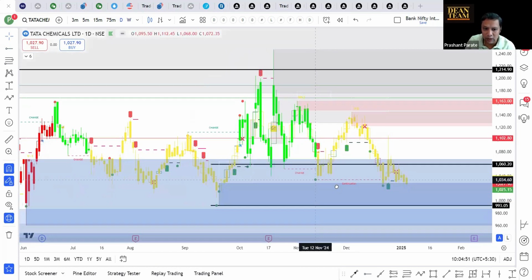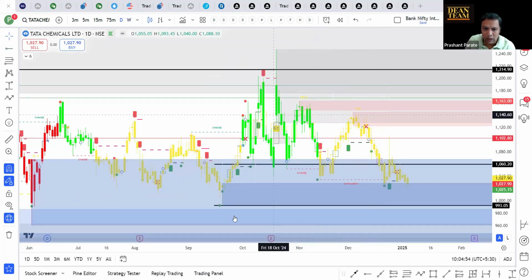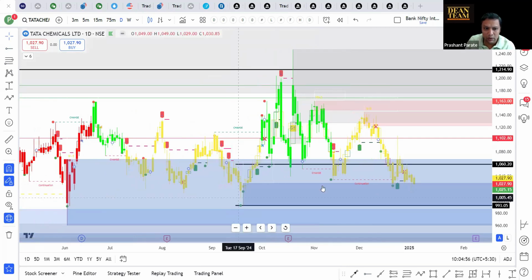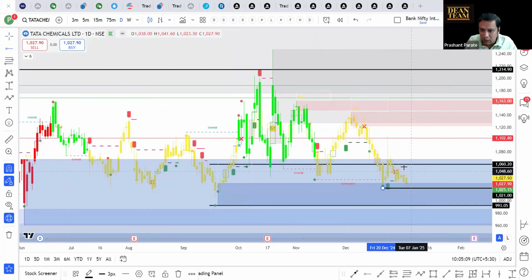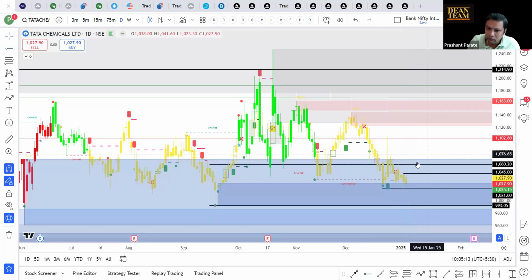Or else on daily chart, what are we seeing? On daily chart, it is bullish sideways and candle colors are yellow. Strong bullish candle has appeared. Selling pressure candles are not strong and price has gone below this low. So if it crosses above 1045, one can buy.